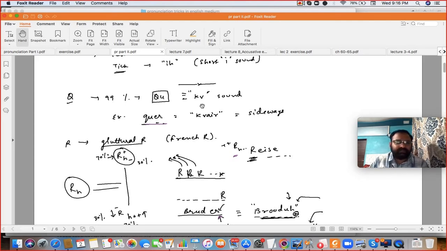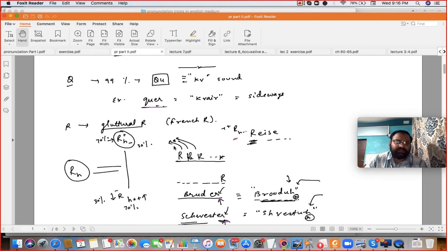Okay. Next is R. R is glutral. Glutral means something coming from inside of the neck. Raw. Like this. Raw. So speak the example. Riser. Riser. Brooder. Glutral means coming from inside of the neck. Raw sound.